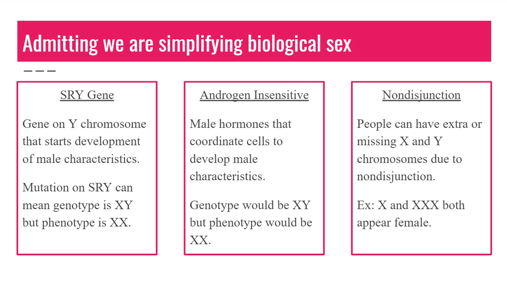Now, I did say I want to acknowledge, obviously, when we talk about XX for female and XY for males, we're greatly oversimplifying biological sex. So biological sex obviously has a lot more complicated layers to it than just that. For example, one of the things that we'll look at is there's something on the Y chromosome called the SRY gene. So all embryos, when they begin development, begin as a female.